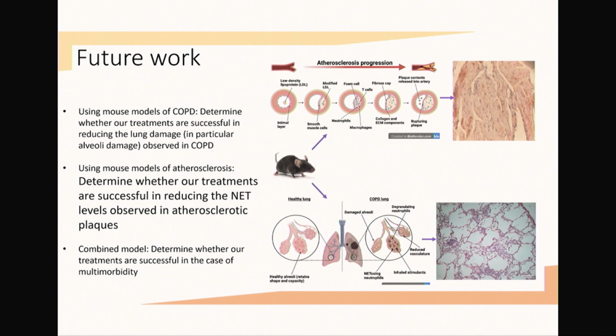As well as this, I'm going to use a mouse model of atherosclerosis to determine whether these treatments are successful in reducing NET levels observed in atherosclerotic plaques. And finally, I'm going to use a combined model where one mouse has both diseases to see if these treatments still work in the case of multimorbidity.